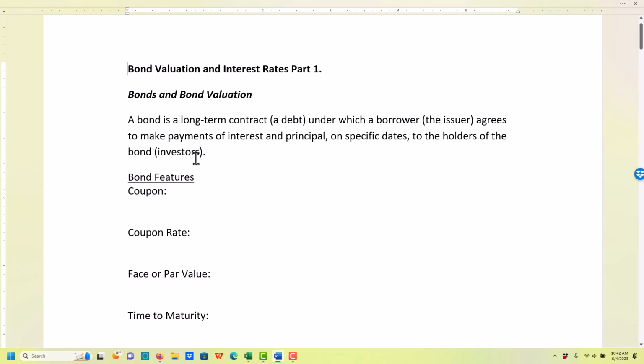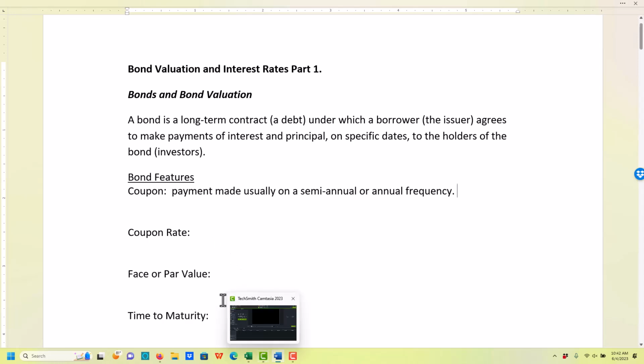Bond features: bonds often, but not always, pay a coupon or a coupon payment. So this is the payment made usually on a semi-annual or annual frequency. It's referred to as a coupon payment, and I want to show you here where this name comes from. Most of the bonds we'll be talking about are coupon bonds.